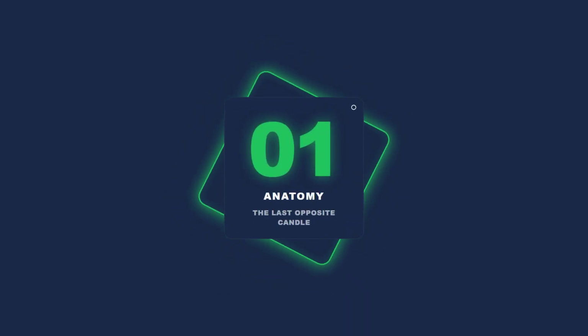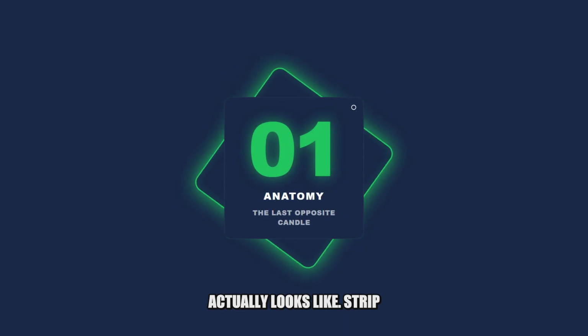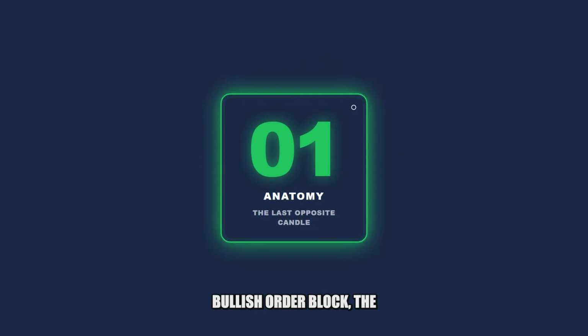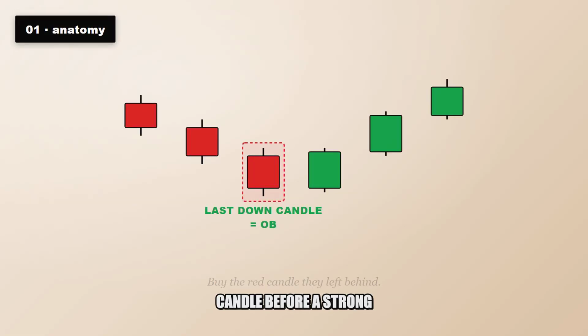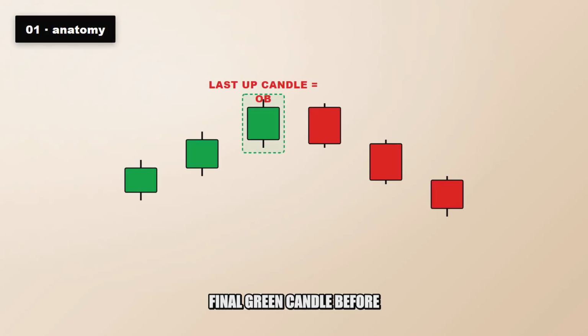Section 1. What an order block actually looks like. Strip away the jargon. A bullish order block, the kind you buy from, is the last down candle before a strong move up. That's it. The final red candle before price rips higher. A bearish order block, the kind you sell from, is the last up candle before a strong move down. The final green candle before the drop.